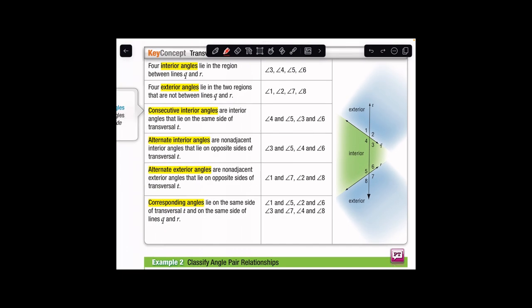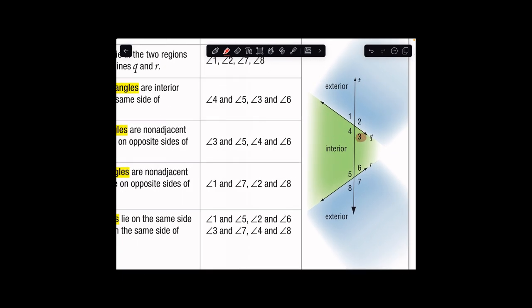Alternate interior angles are non-adjacent interior angles that lie on opposite sides of transversal T. Angles 3 and 5 here and here. Notice I have to go across the interior and across the line. And angles 4 and 6. If you were to trace out the lines, or at least the segments connecting these angles, you'll form a sort of letter Z. It's a bit misshapen here because of the extreme angle between lines Q and R. But it is nonetheless some sort of zigzag type shape. So there's angles 3 and 5 outlined there, forming the zigzag alternate interior angles.